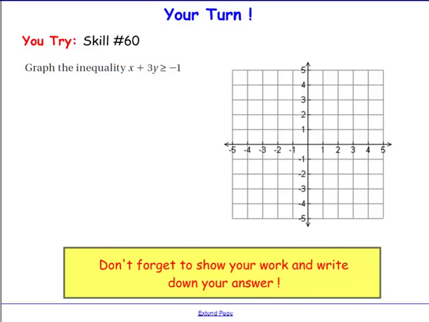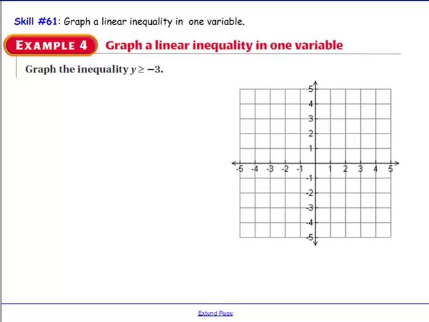So pause the video and try this one on your own. Okay, so here we have to graph a horizontal line of y = -3, and it is a solid line because there's an equal sign.